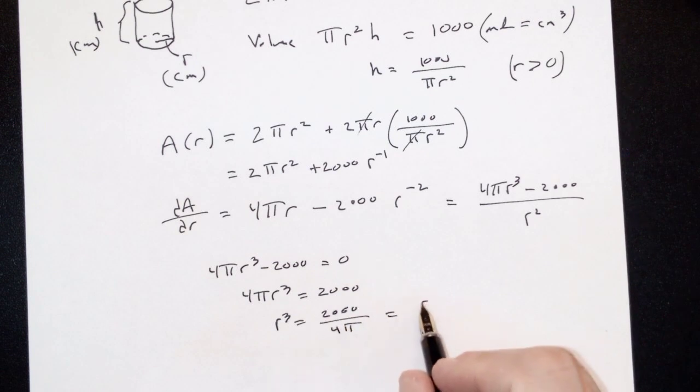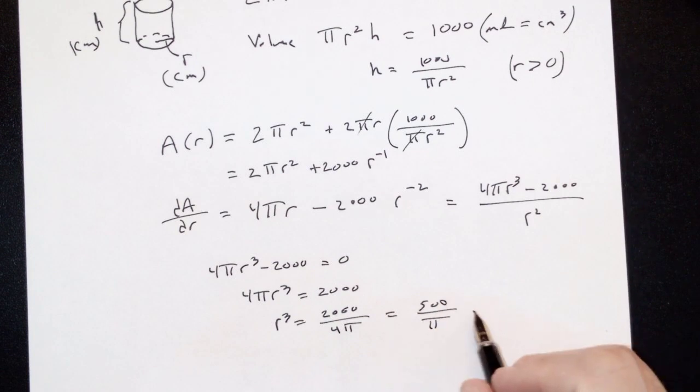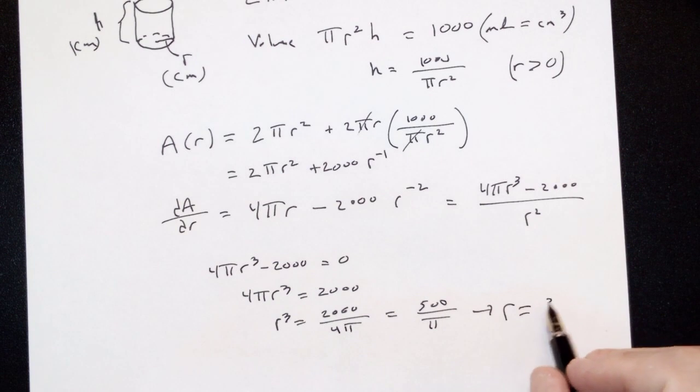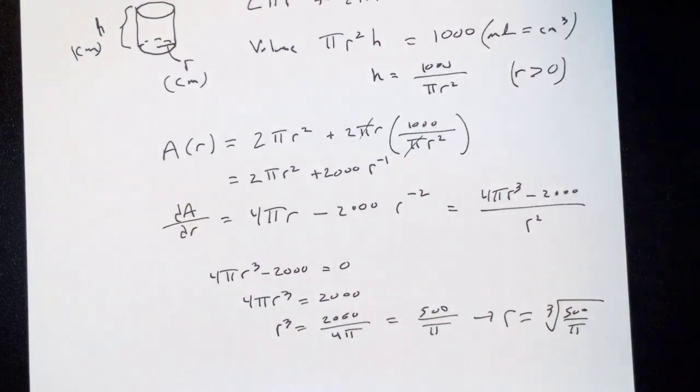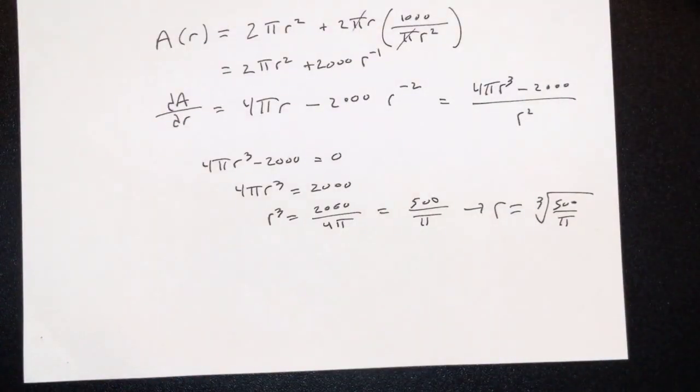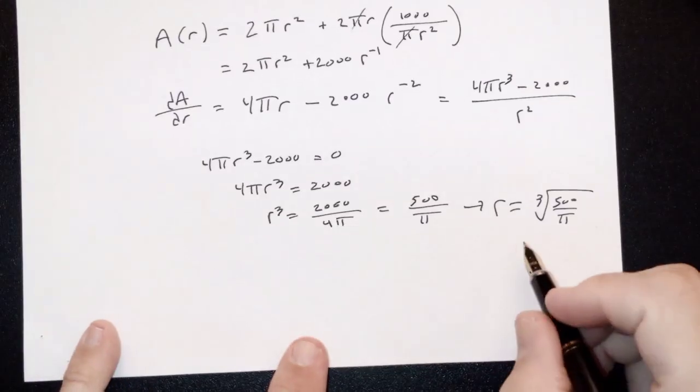2,000 divided by 4 is 500. So I'm going to take the cube root of that to get R. Again, I don't know what this number is, but I can ballpark it. 500, pi is about 3, 500 over 3 is 160 something. The cube root of 125 is 5, so this should be a little bit bigger than 5. Angela, you're now nodding at me. You have a decimal? Good enough.